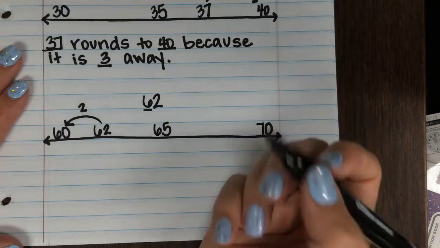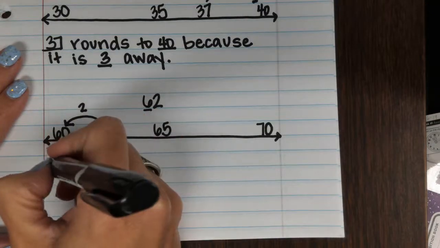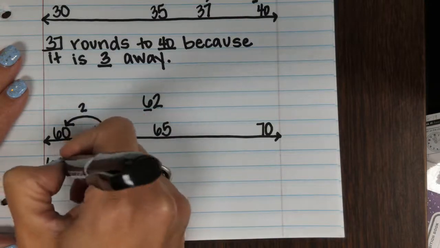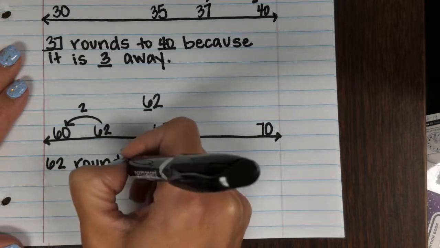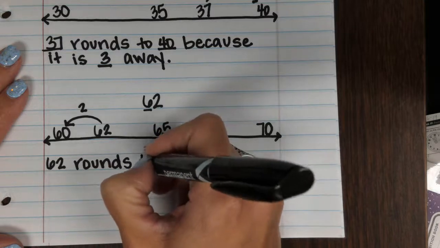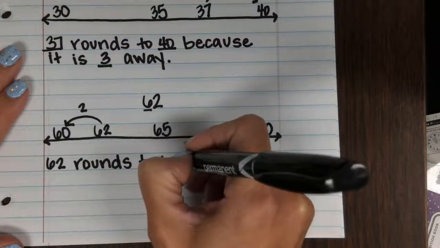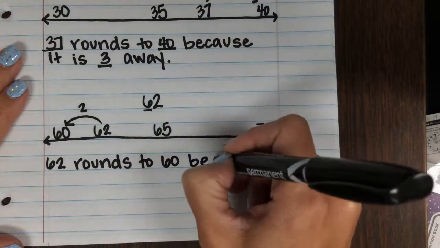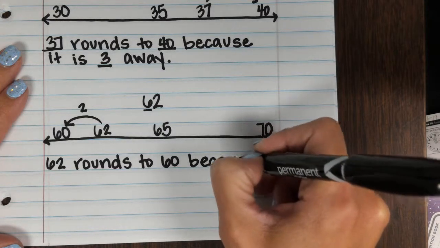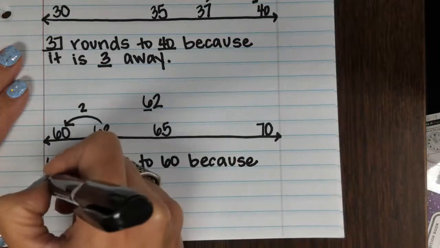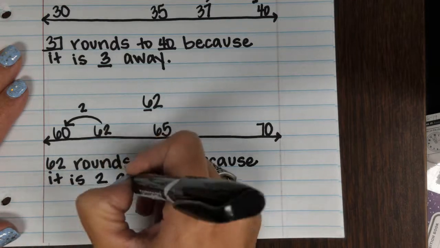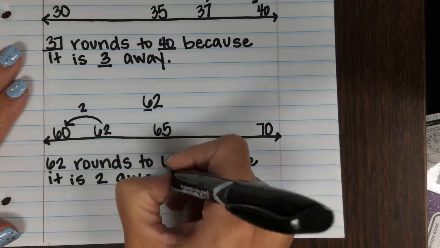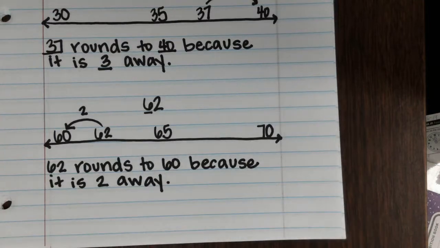So we're going to finish up by writing our summary sentence here that 62 rounds to 60 because it is 2 away. All right, I'll let you guys.